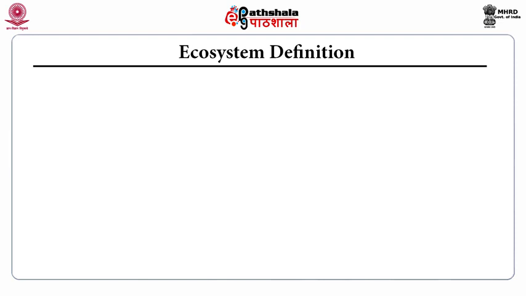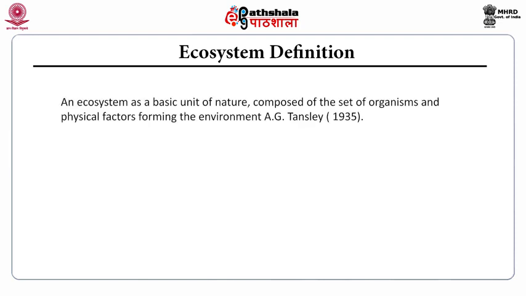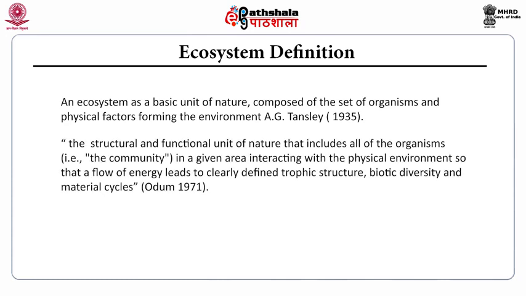Now we will discuss some of the ecosystem definitions. An ecosystem is a basic unit of nature, a particular category of physical systems consisting of organisms and inorganic components in a relatively stable equilibrium, open and of various sizes and kinds, the definition given by Tansley in 1935. Another important definition has been given by Odum, which states that the ecosystem is the structural and functional unit of nature that includes all the organisms in a given area interacting with the physical environment so that a flow of energy leads to clearly defined trophic structure, biotic diversity and material cycles.